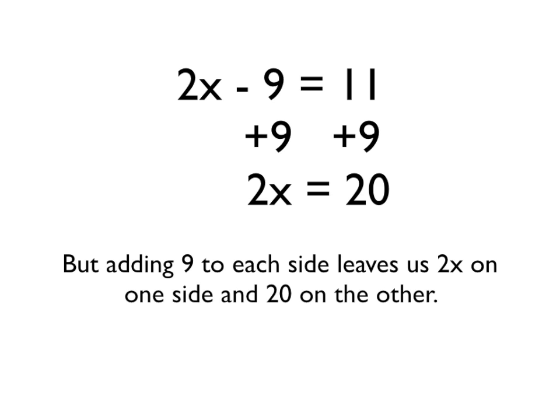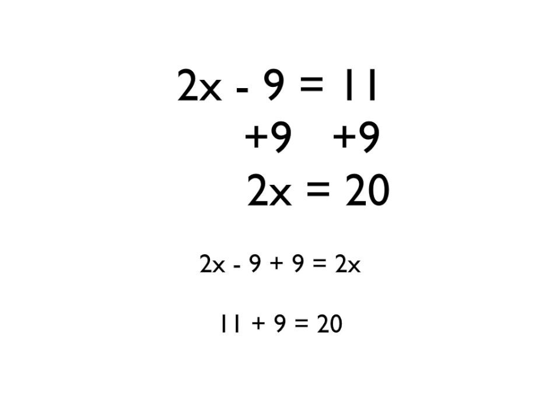But when we do that, we're left with 2x on one side and 20 on the other. As you can see here, 11 plus 9 at the bottom there is 20. 2x, take away 9, add 9 is 2x. You've got some money in your wallet. You take out $9. You put the $9 back. Well, you're back to the original amount.